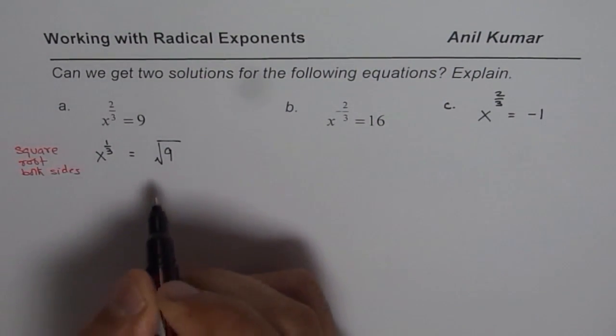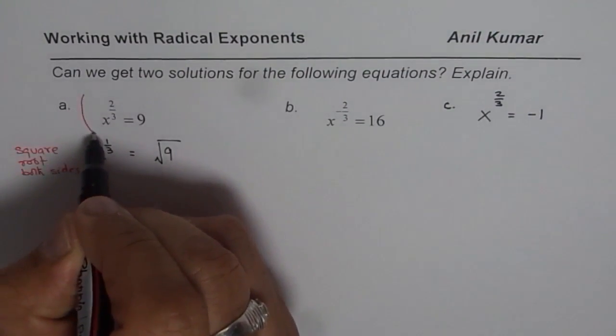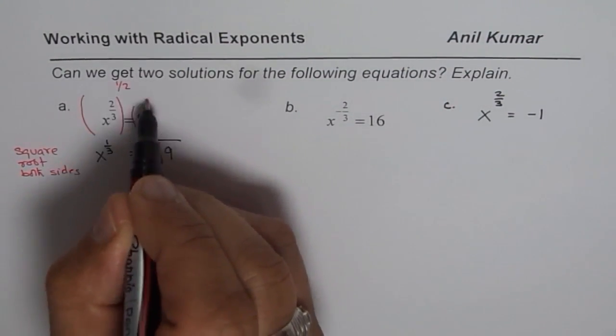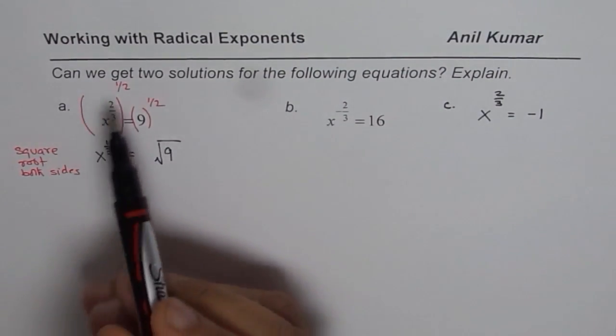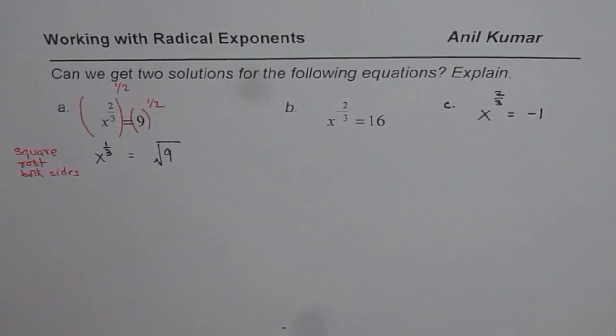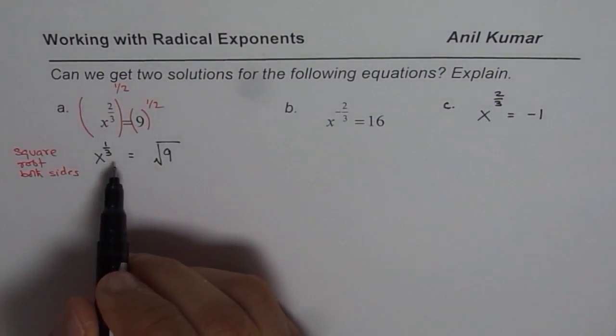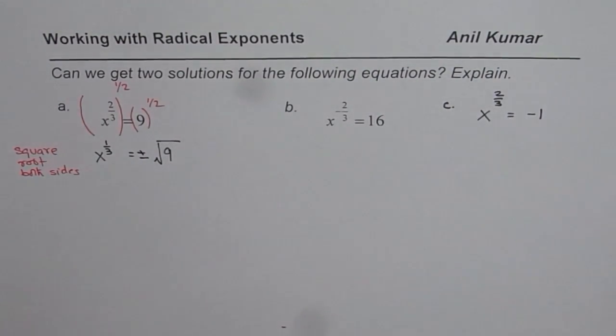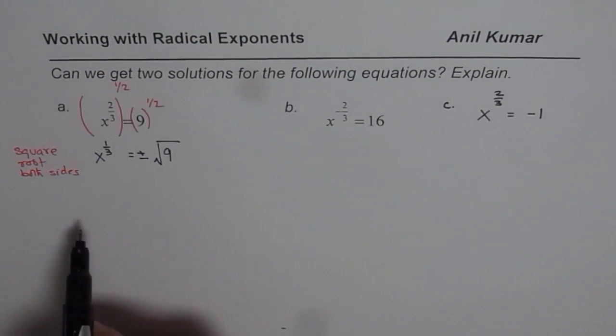When I say square root both sides, it's kind of like this to the power of half, and this is also to the power of half. That is square root. So when you multiply half with 2 over 3, you are left with 1 over 3. That's another way of looking at it. Now remember one thing, whenever you do square root, you should write plus and minus. That is very important. That leads to two solutions.